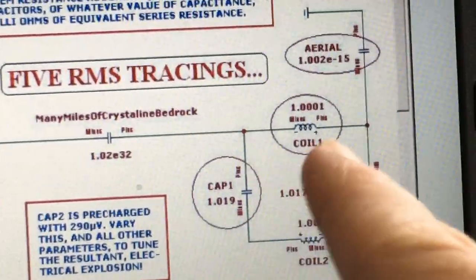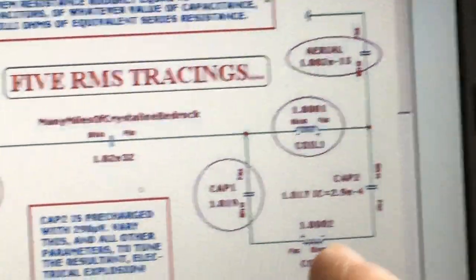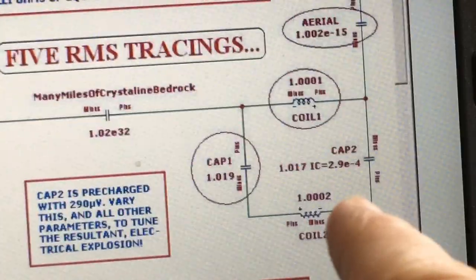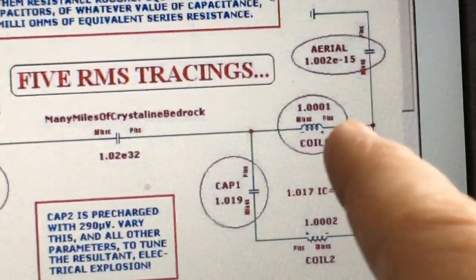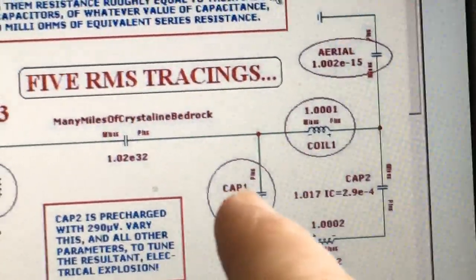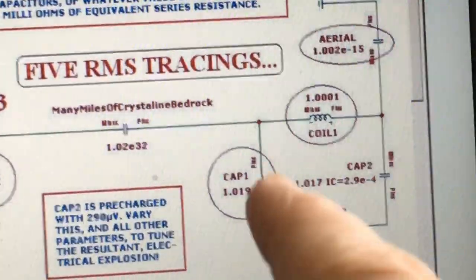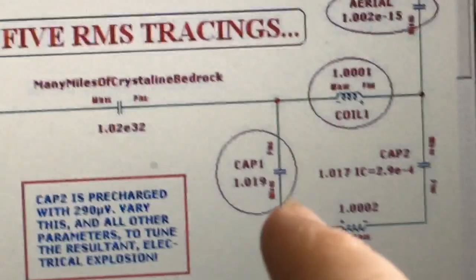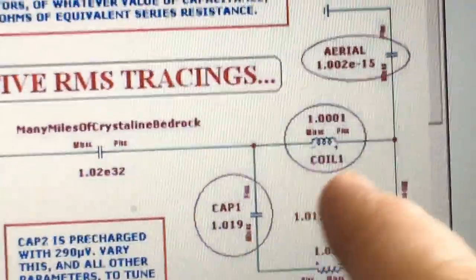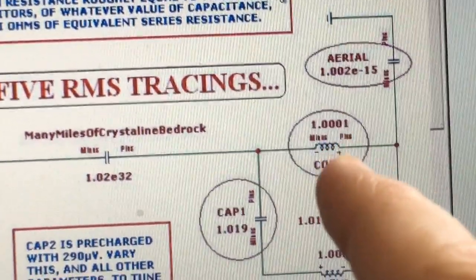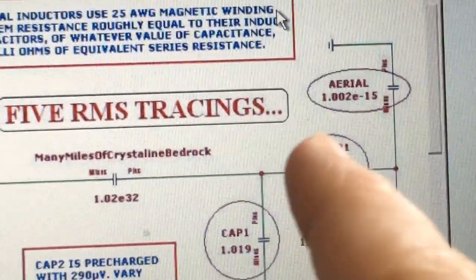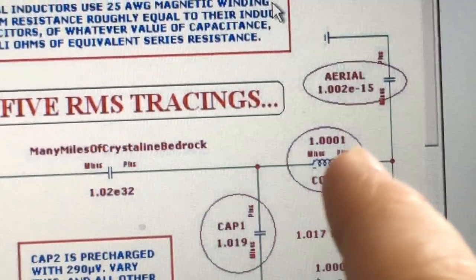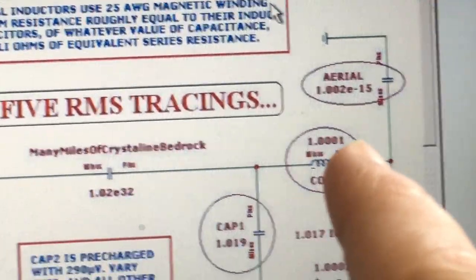So I choose both coils. The results are going to be the same, even though the pre-charge is on 1 cap. Both caps are going to be the same. So I just arbitrarily chose coil 1 and cap 1. The cap 1 is 1.019 farads, and the coil is 1.0001 henries. So that's, I think, one of the few instances I actually took it to the 4th decimal position, to the right of the decimal point.